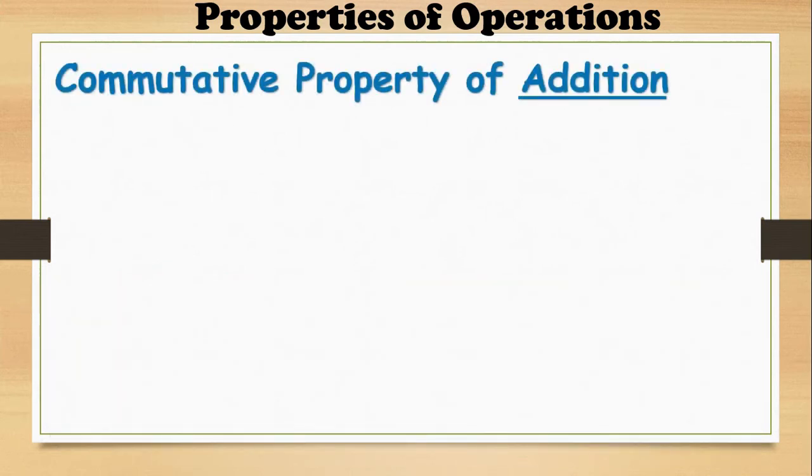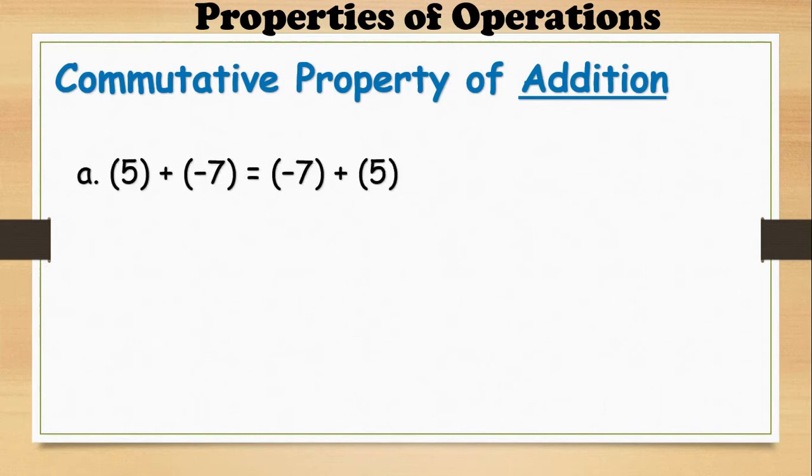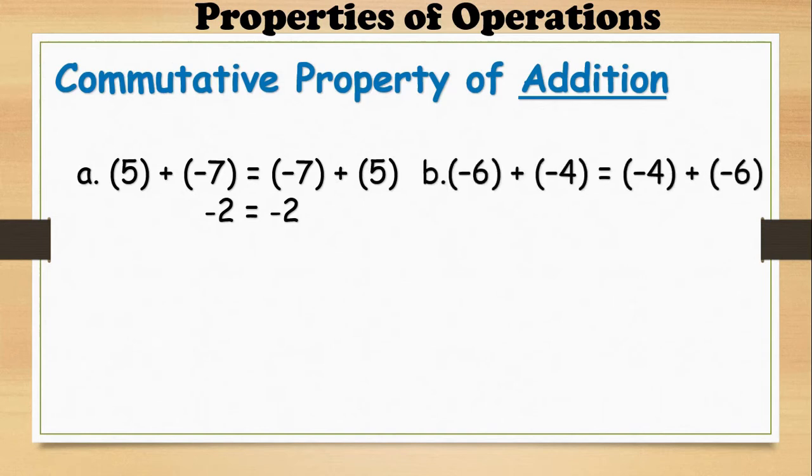Ngayon naman ay commutative property of addition. So meron tayong 5 plus negative 7 equals negative 7 plus 5. Kinuha natin yung sagot, parehas silang negative 2. So ano ang ibig sabihin nun? Isa pa, meron tayong negative 6 plus negative 4 equals negative 4 plus negative 6. Pag kinuha natin ang sagot, magiging parehas na negative 10.